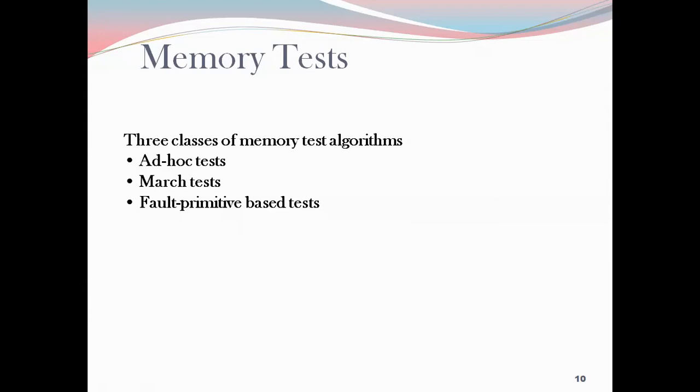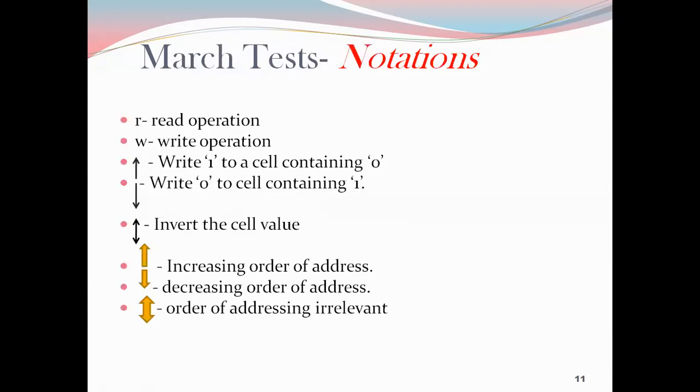In this, we are defining the primitives. An array of primitives is defined for a particular memory, and those primitives are modified to detect the presence of any particular fault. Okay. So the simplest of all is the March test. Let's see what the March test is.